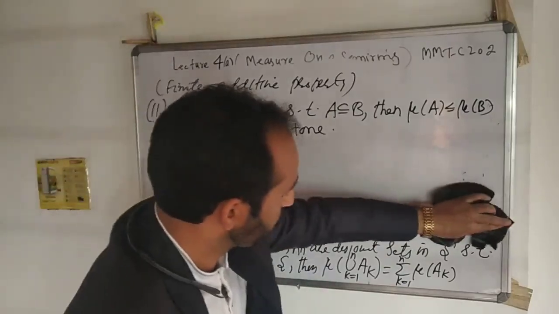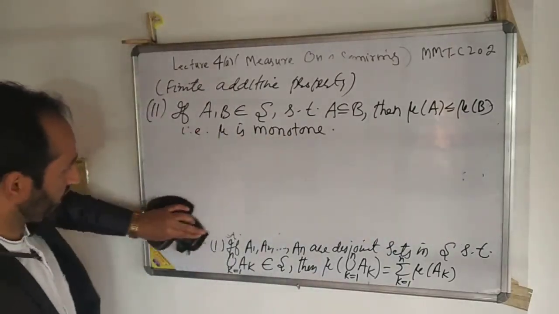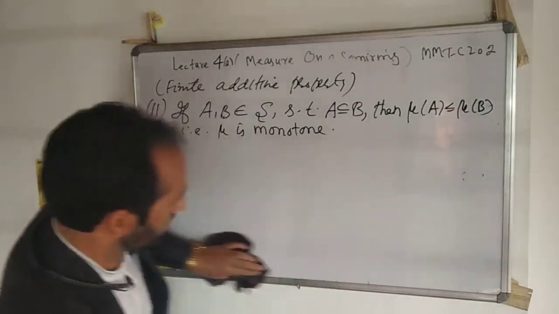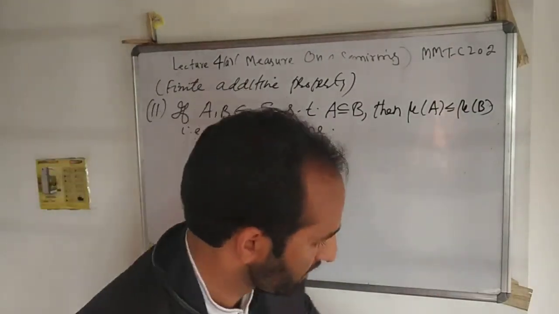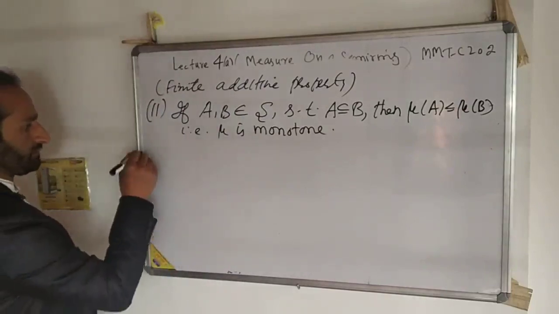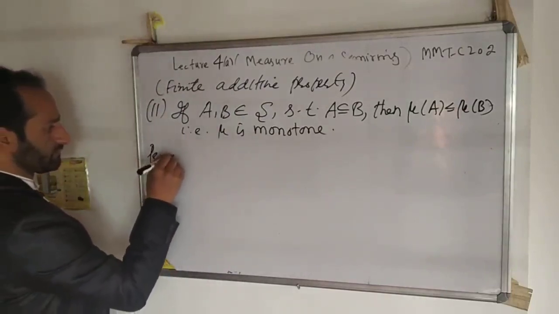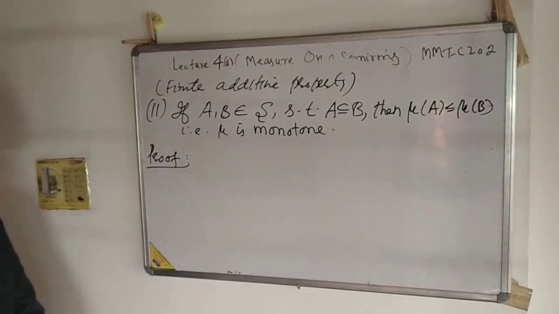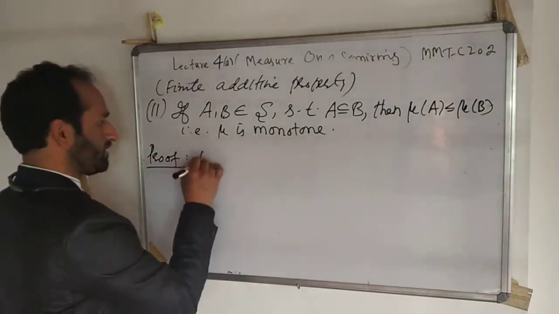So first we prove that mu is finite additive. Proof of the theorem. Finite additive means: given any finite class of sets which are also disjoint such that their union is in S, then mu of that finite union is equal to the sum of mu of A_k, k runs from 1 to n. So let's take a finite number of sets.